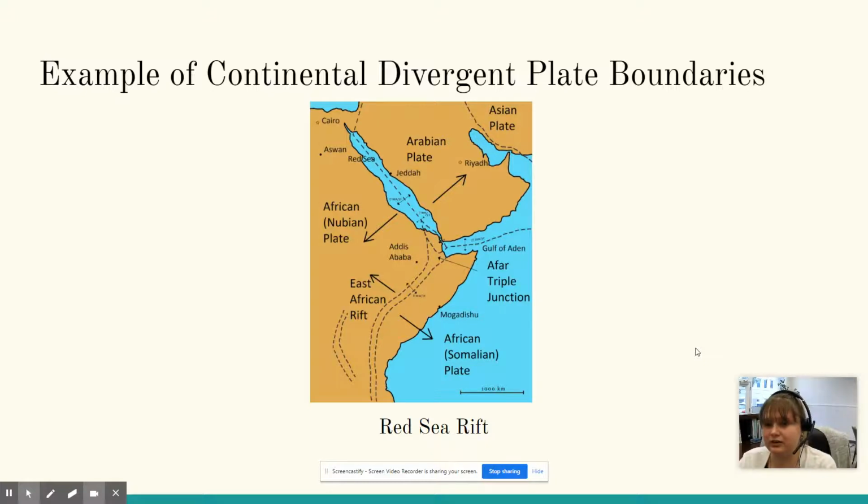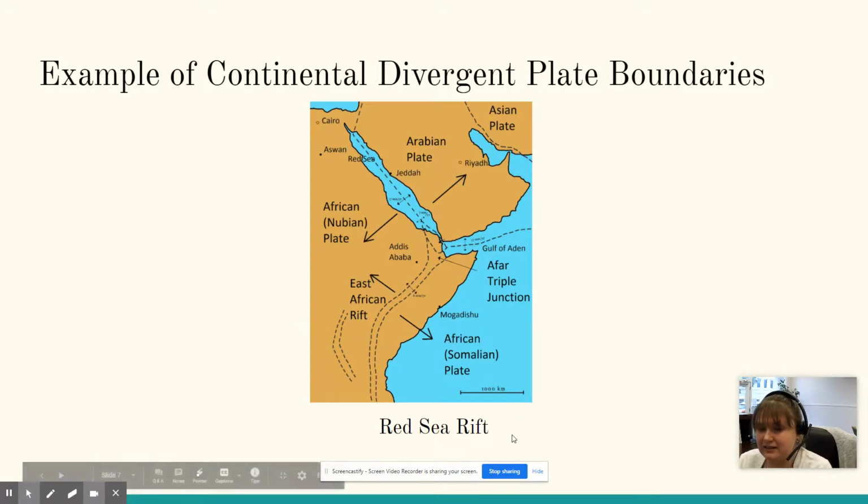And if you look right here, you can see where these two tectonic plates push away from each other, creating this Red Sea right here. They've pushed away from each other, allowing the ocean water to come in and create this Red Sea with a new oceanic floor. And that is divergent plate boundaries.